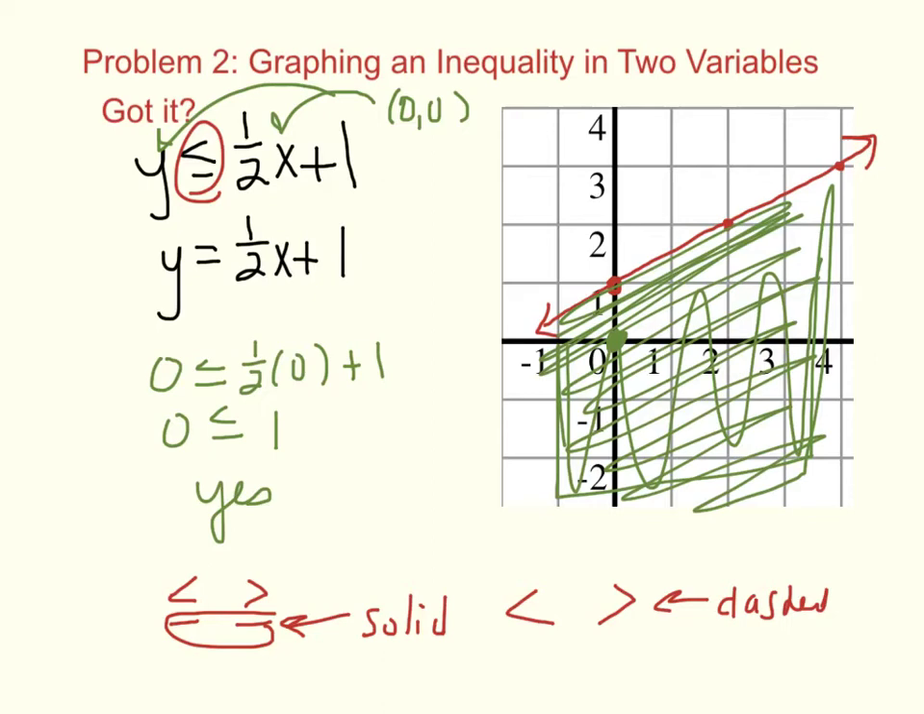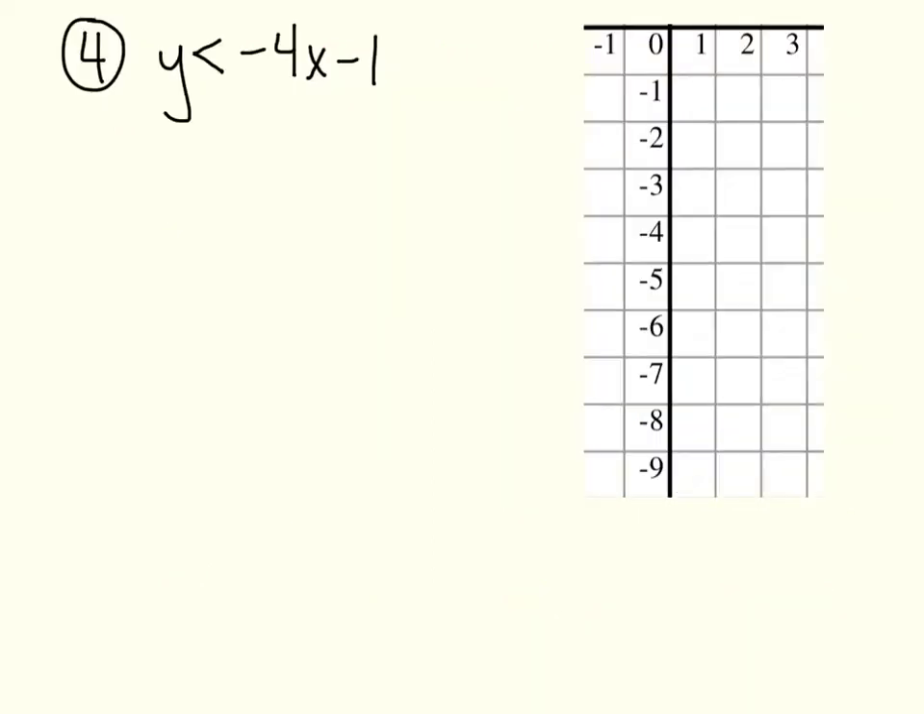How you guys doing? So on example number 4, we're going to skip 3. Number 4 says y is less than negative 4x minus 1. So once again, we're going to graph the boundary line. Treat it just like an equation. So negative 1 is our y-intercept. Our slope is negative 4 over 1, so that means I go down 4, to the right 1, down 4, to the right 1.